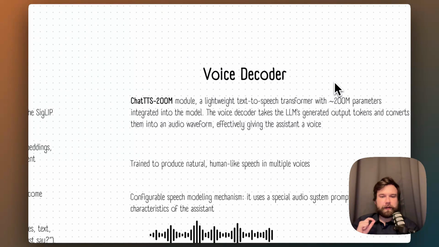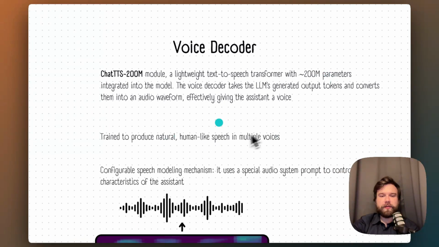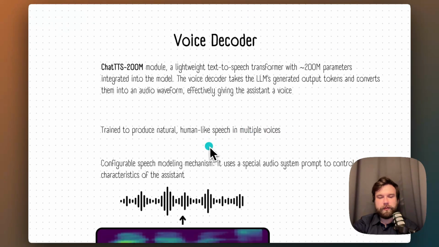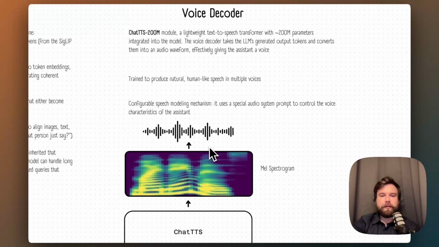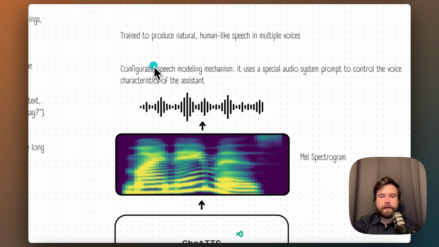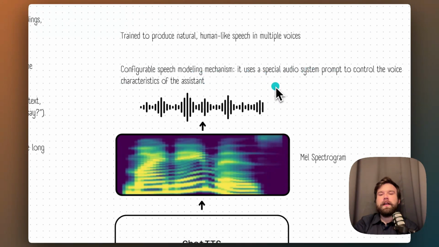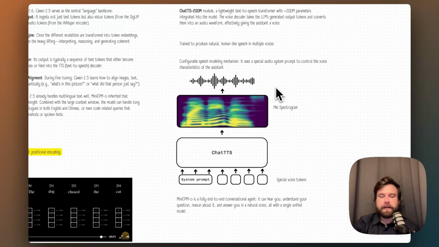It is based on ChatTTS, which is, again, a small model, but considered state-of-the-art in its size category. And it is trained to produce natural, human-like speech in multiple voices. The way it works, it also accepts prompts called system audio prompts, as they call it, to guide the generation process in the characteristics of the voice. So it should be male voice, female voice, older, younger, happy, sad, stuff like that.